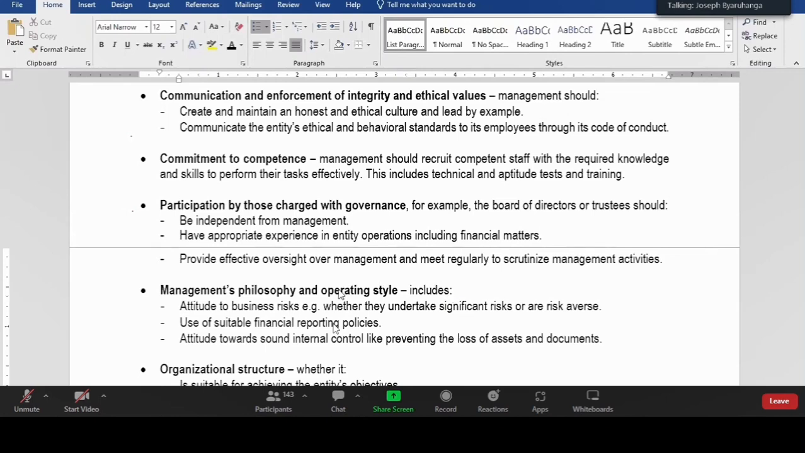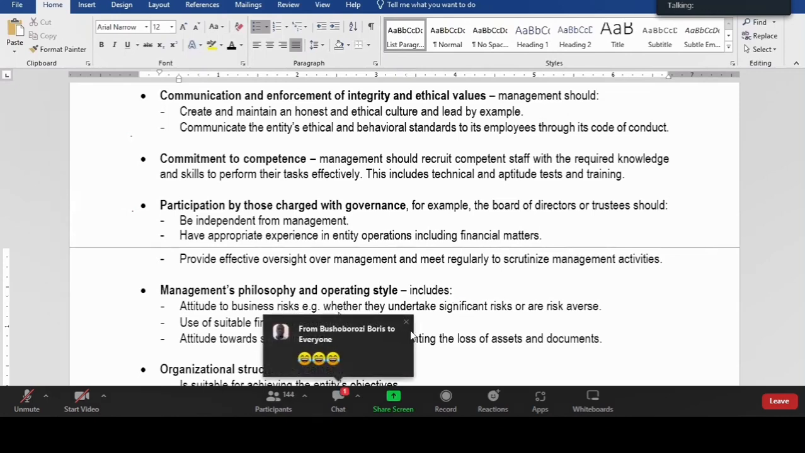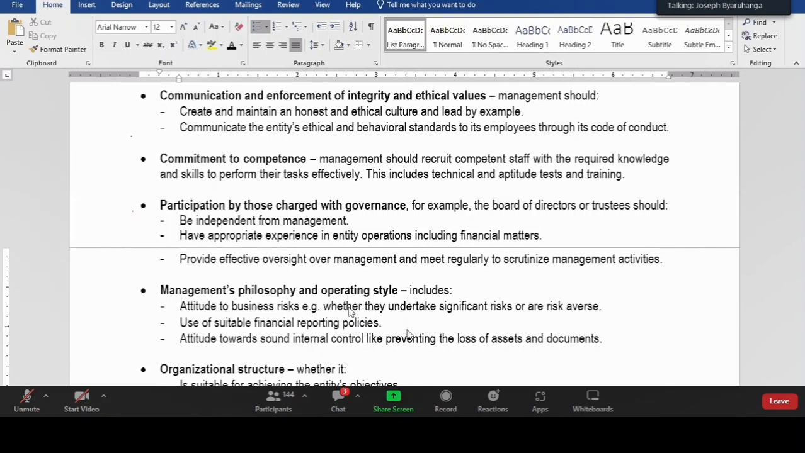Management's philosophy and operating style. Attitude to business risks. Do they assess risk? For example, do they carry out feasibility studies before they carry out anything, or do they undertake anything for the sake of it? Do they use suitable financial reporting policies? And do they value internal control?